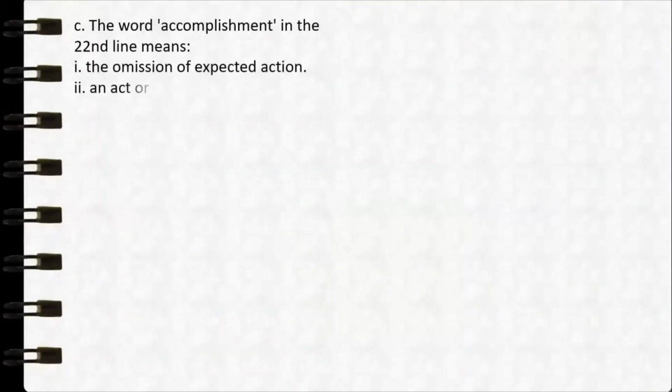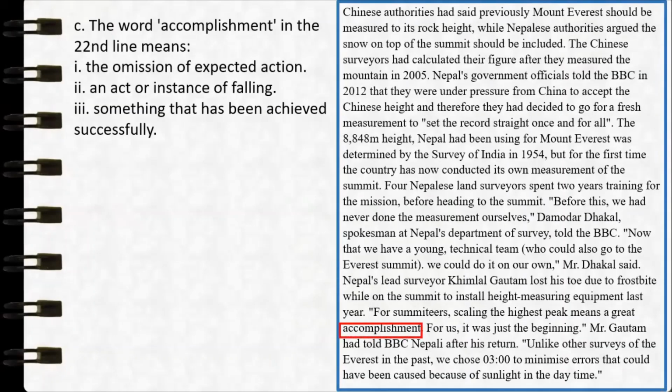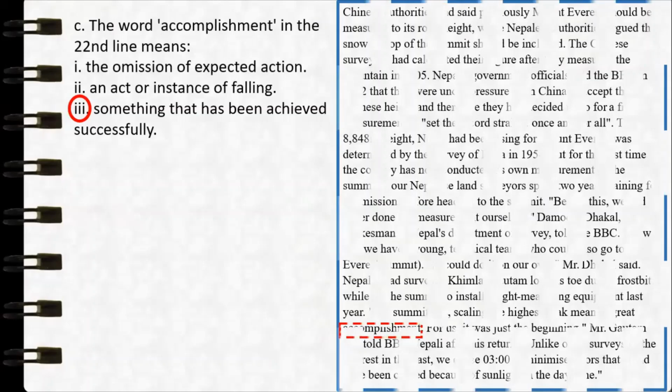Similarly, the word accomplishment in the 22nd line means, 3 options you have. And when you see this word accomplishment in the 22nd line of the passage, this accomplishment means something that has been achieved successfully. The option number 3.